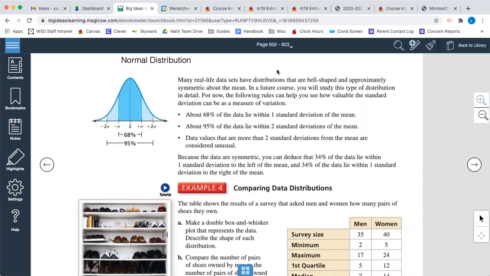In this data here, if we have a symmetric normal distribution, in basically every data set, about 68% of the data is going to lie within 1 standard deviation of the mean. 95% of it lies within 2 standard deviations of the mean. And if you want to go even further, even though this book doesn't, I'm going to go ahead and do it anyway. 99.7% of the data is within 3 standard deviations of the mean.